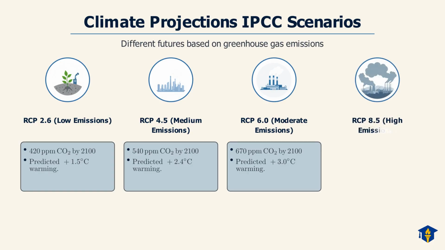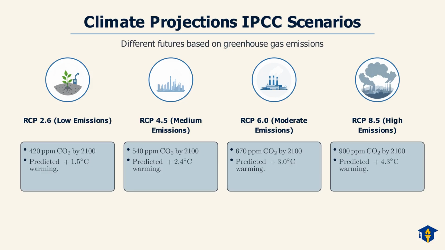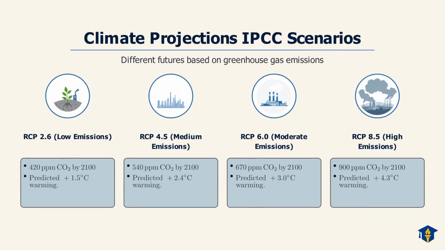Finally, RCP 8.5 represents a high emission scenario where current trends continue largely unchecked. Carbon dioxide concentrations could soar to about 900 parts per million by 2100. This high emissions pathway projects a significant global warming of approximately 4.3 degrees Celsius.